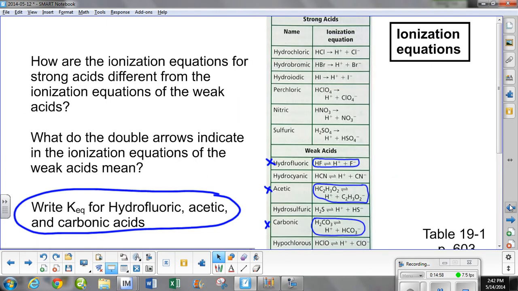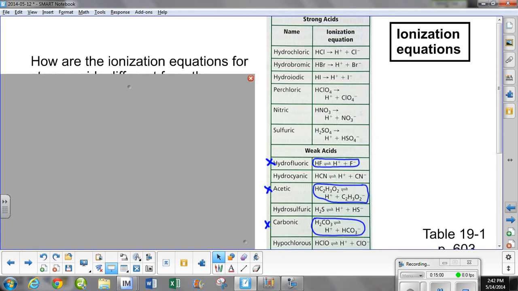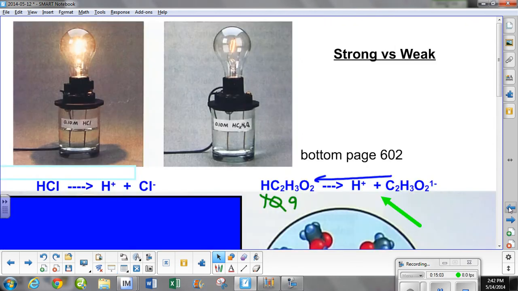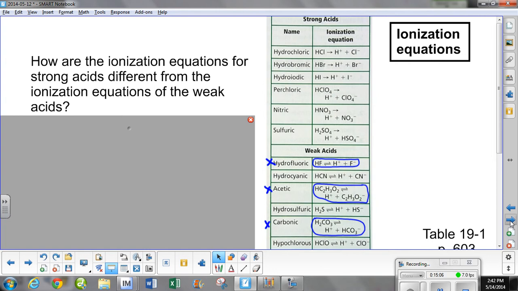All right, let's go back here and let's talk about this guy. Have we done this? Yeah, let's go back to here. How are the ionization equations for strong acids different than the weak acids? That question goes to Hike. Take a look at them, Hike. Tell us what you think. Here's all your strong acids, and all your weak acids are down here. In what way are they different? Let him find it on his own.